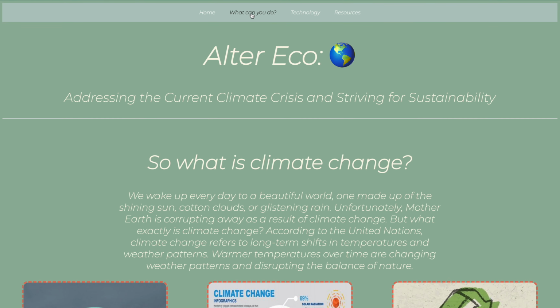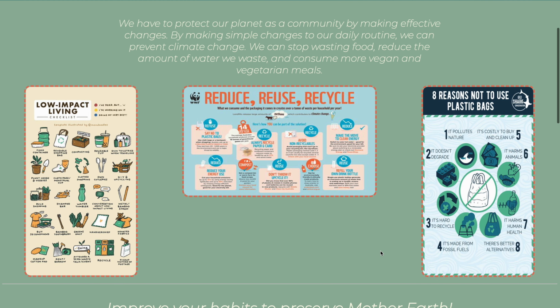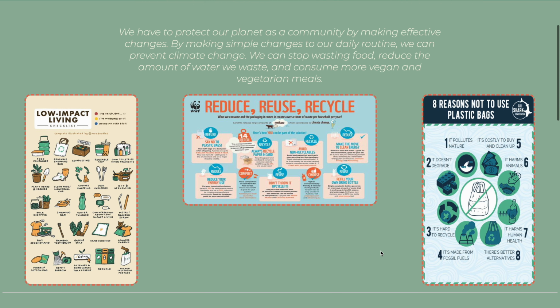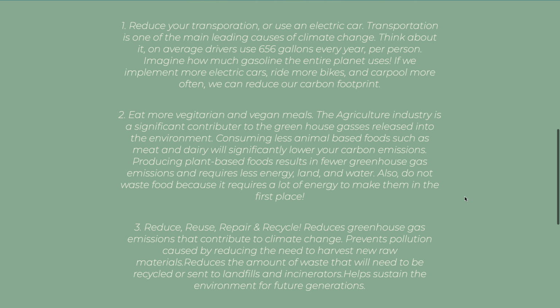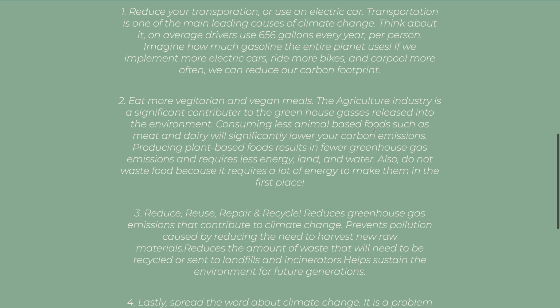The next page is the What Can You Do page. This talks about different habits that you can take up to preserve Mother Earth. We have infographics adding to the visual appeal, giving really easy tidbits that everyone can follow along to. The next section is talking about habits that you can incorporate. These are very simplistic things that you can do that can drastically change your impact, your carbon emissions, for example, transportation, eating vegetarian and vegan meals.